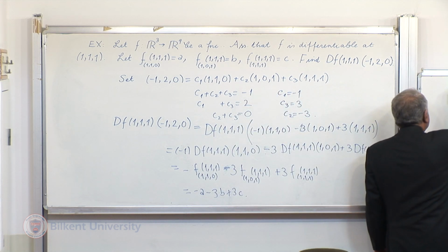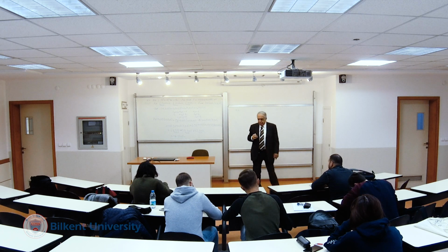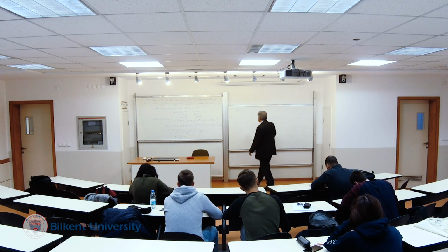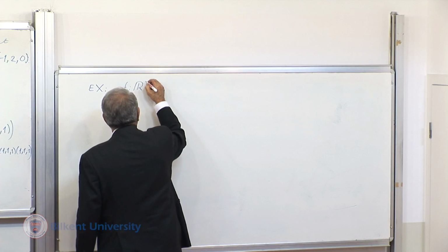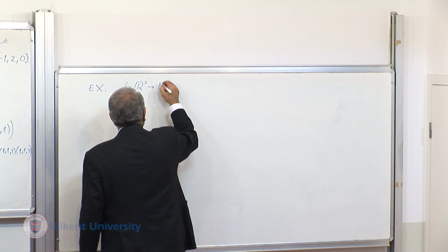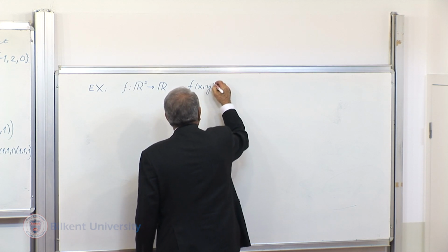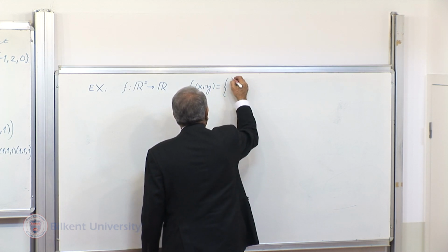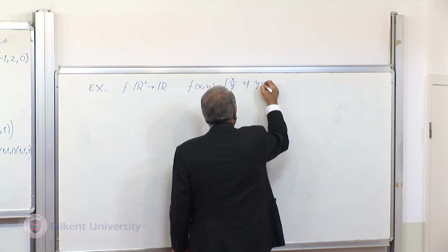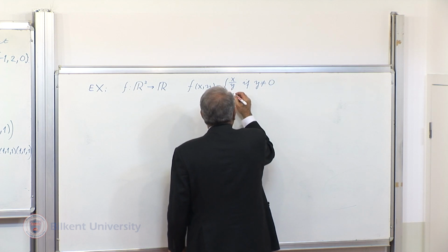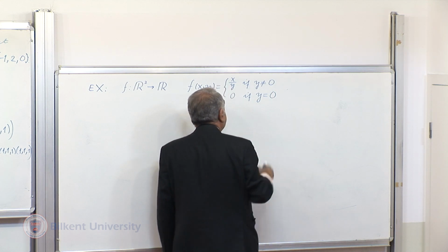Let us consider another example. Any questions to this example? Now let us define f on R2 to R as follows. F of xy, we'll take it as x over y if y is different than 0, and 0 if y is equal to 0.